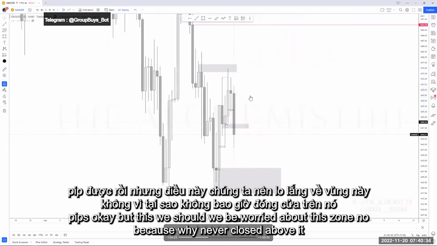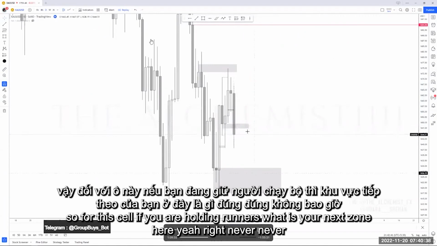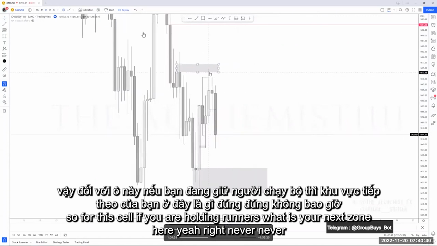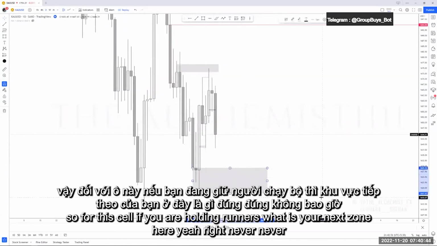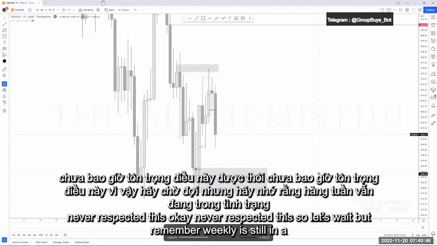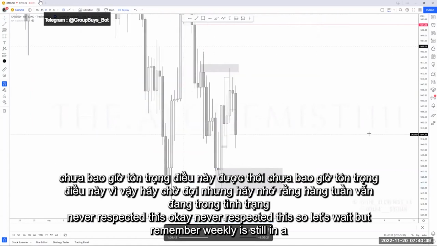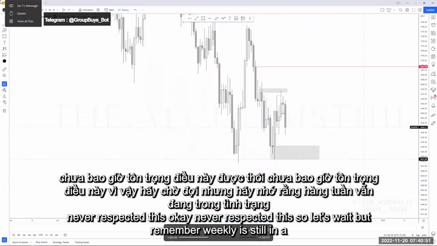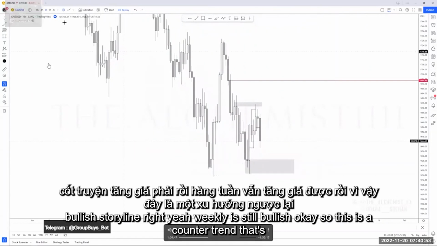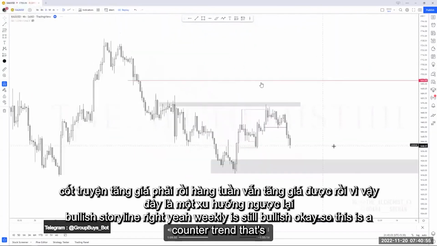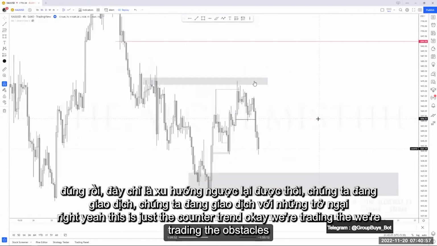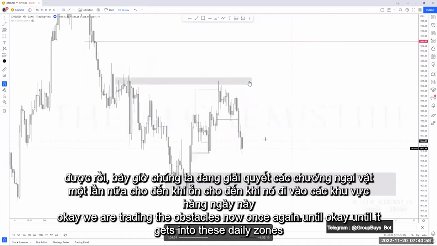Should we be worried about this zone? No, because why? Never closed above it. For this sell, if you are holding runners, what is your next zone? Here. Never respected this. So let's wait. But remember, weekly is still in a bullish storyline, so this is a counter trend trade. We are trading the obstacles.